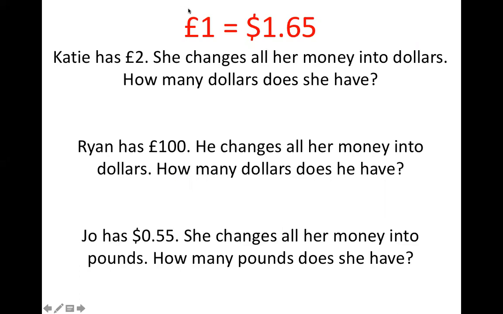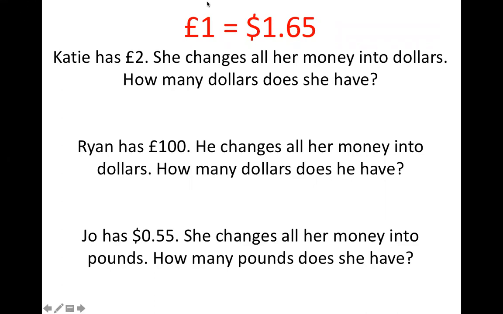Okay, let's look at the next one. I'm going to call out some people. Okay, Kavishka. Ryan has 100 pounds. He changes all his money into dollars. How many dollars will he have? 1 pound is 1.65. 100 pounds? $200. Sorry?